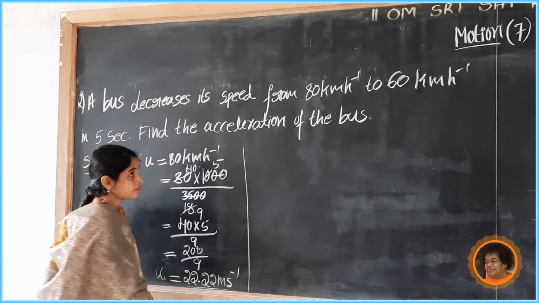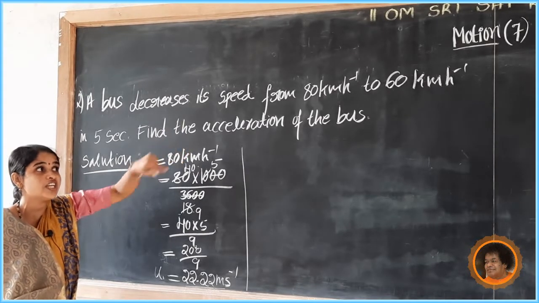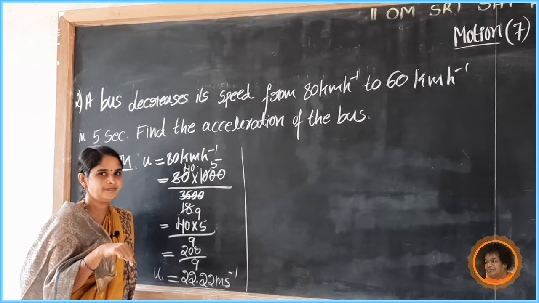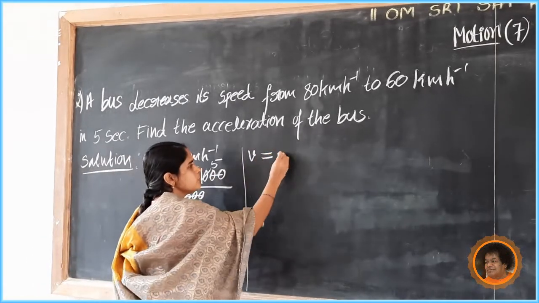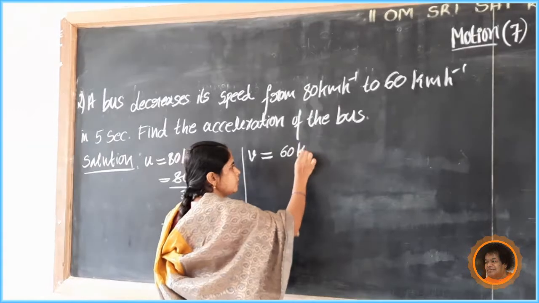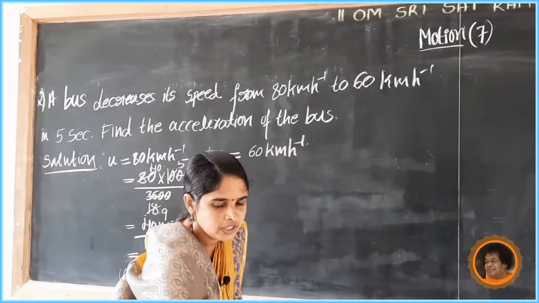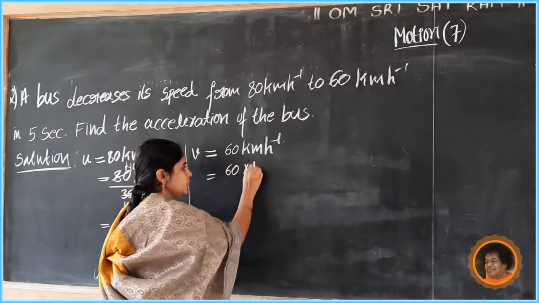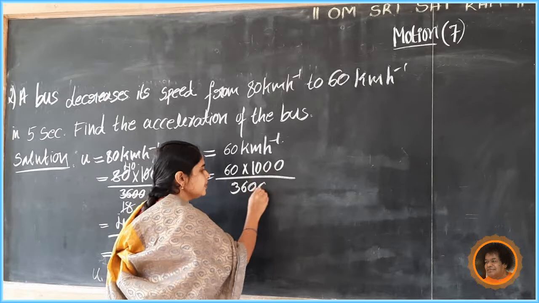Next, its speed goes from 80 kilometer per hour to 60 kilometer per hour. That means here speed decreases. So the final velocity V equals 60 kilometer per hour. Convert this into meter per second. Again 60 into 1000 divided by 3600.